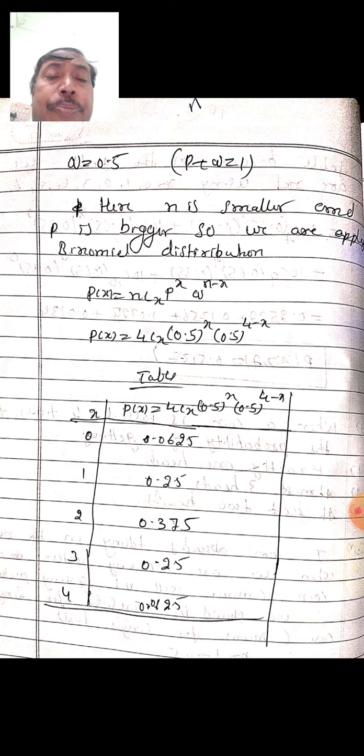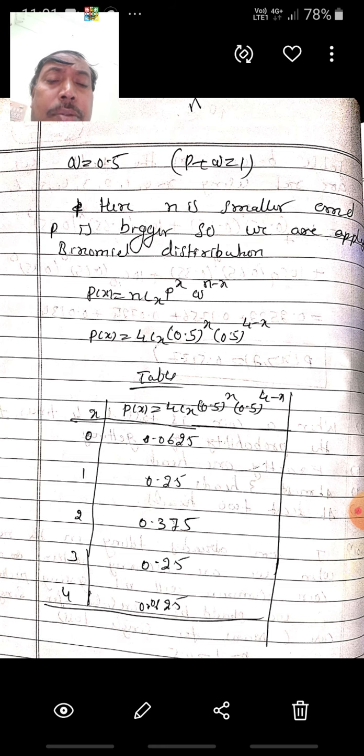Okay, binomial distribution. Write the function p of x equal to nCx p power x q power n minus x. First replace n, p, q. N is 4, p is 0.5, q is 0.5. Now get the function. Now using the function you can go for the table. Here x is from 0 up to 4. When x is 0, 0.0625. This can be found using the calculator. For 1, 0.25. When x is 2, 0.375, for 3, 0.25 and for 4, 0.0625.